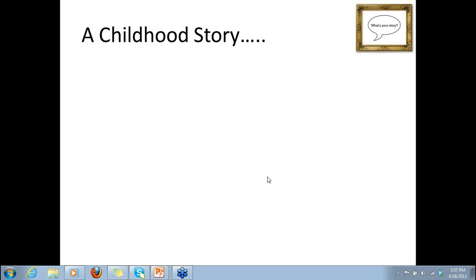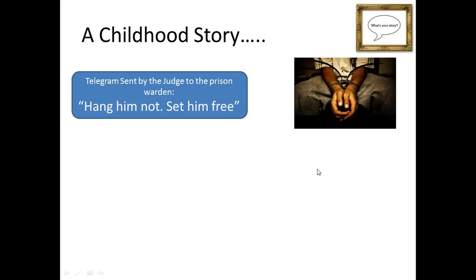Okay, I have two more slides I want to share with you. Now I read this story way long back. I'm pretty sure many of you have read this story, but here is the point to prove one important aspect of email communication. There was a telegram sent by the judge to the prison warden.